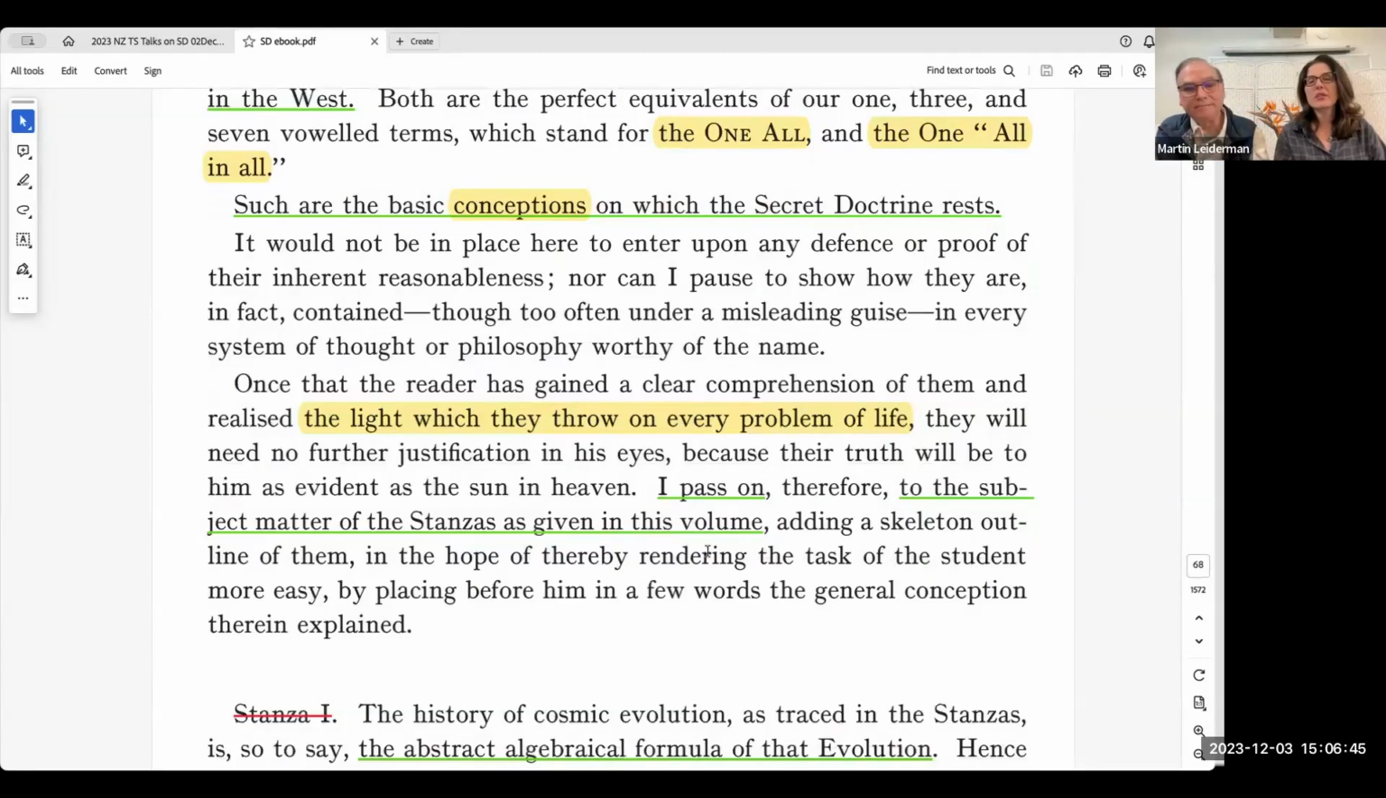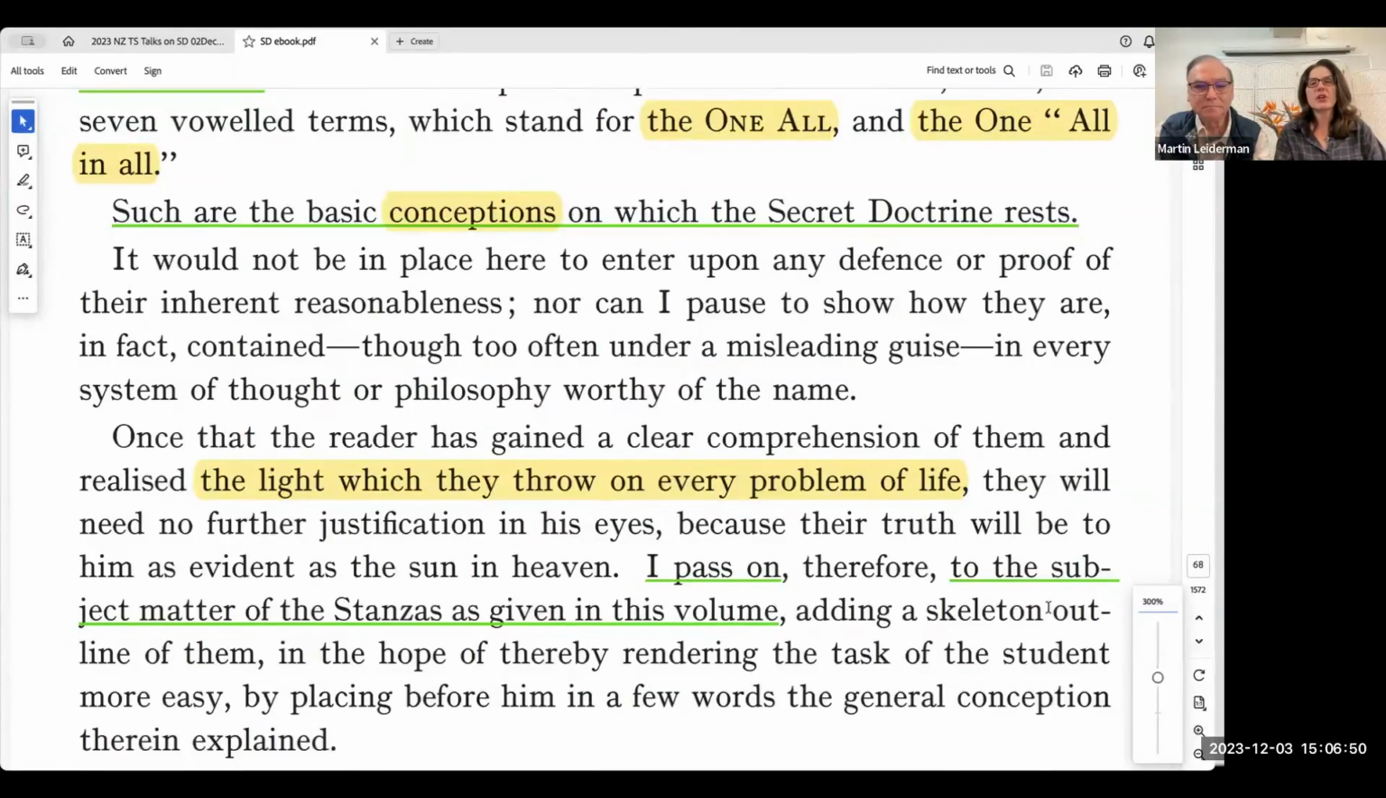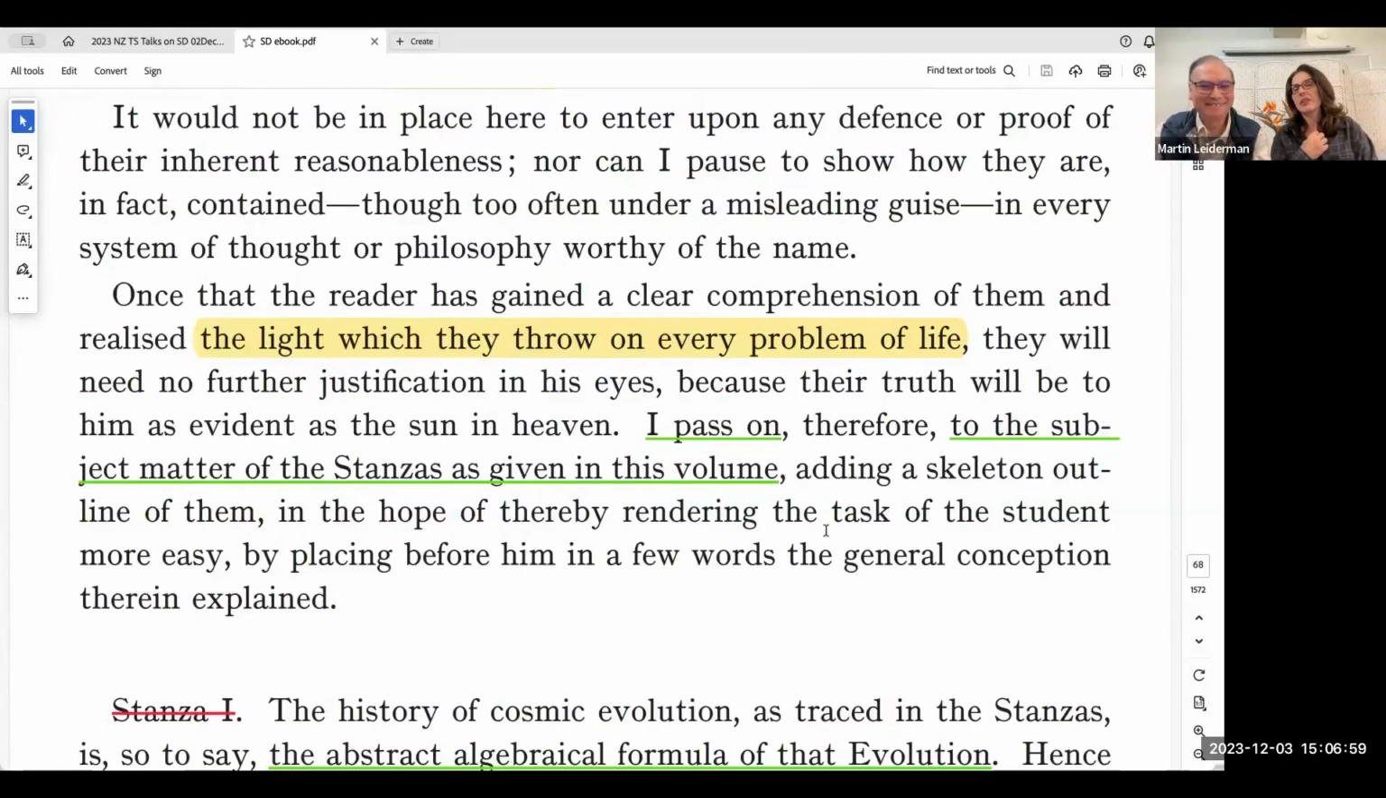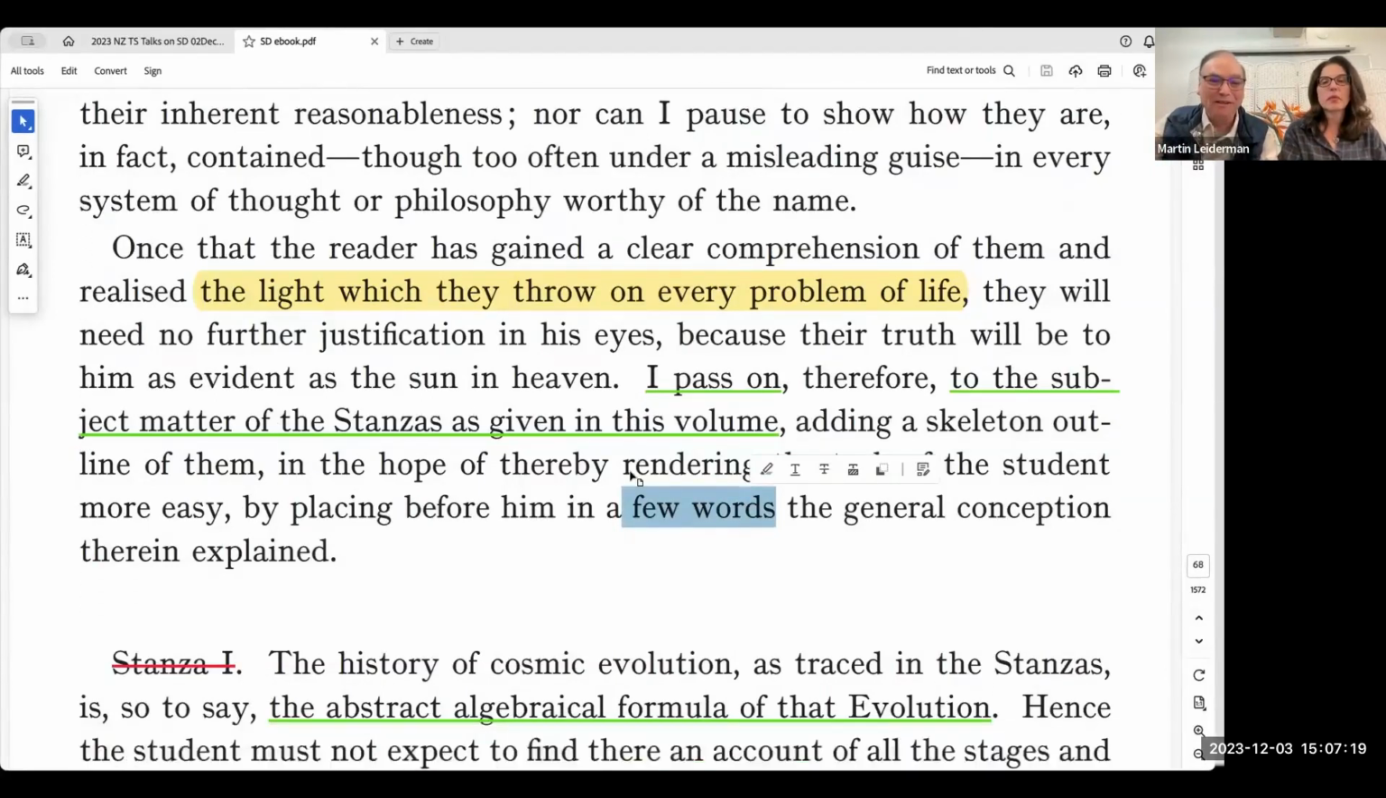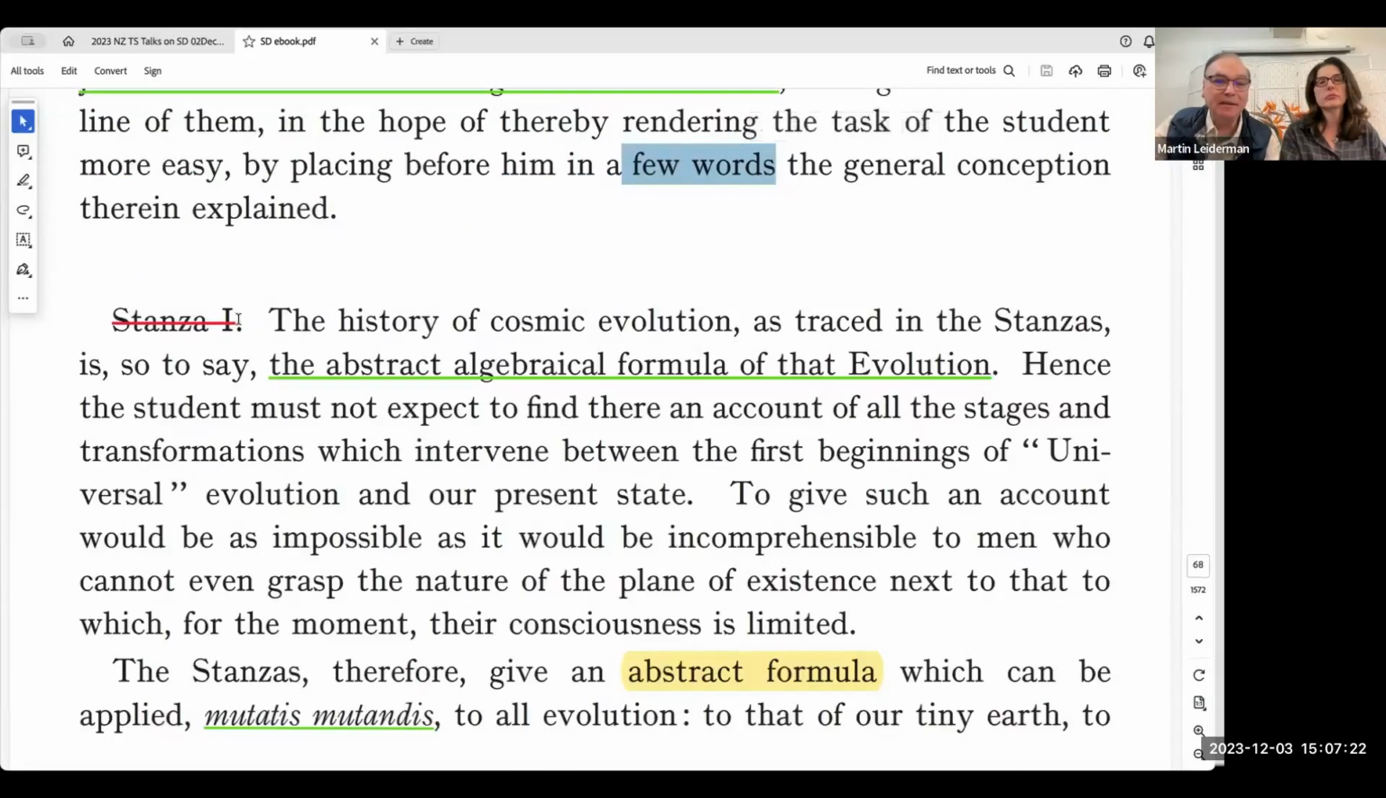Will you read it? I pass on, therefore, to the subject matter of the stanzas, as given in this volume, adding a skeleton outline of them, in the hope of thereby rendering the task of the student more easy, by placing before him in a few words the general conception therein explained. This skeleton, these few words are very key, and I'm going to show you why. Okay, so in stanza 1, and by the way, this is a mistake from the printer, so you cross it out like I did. Just take a pencil.